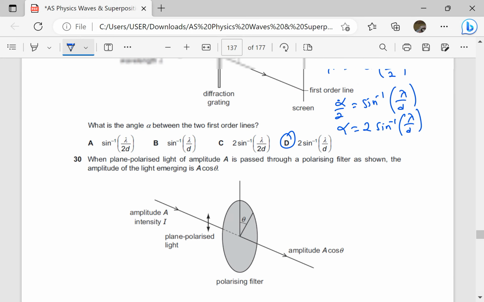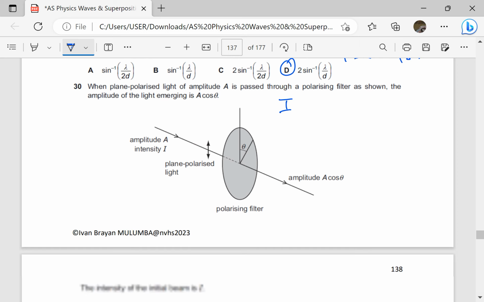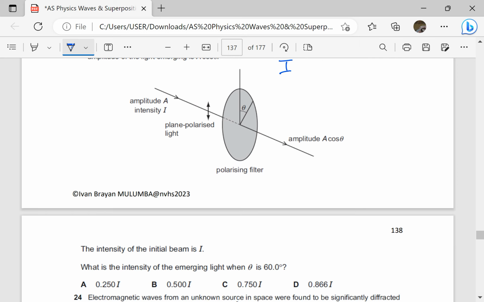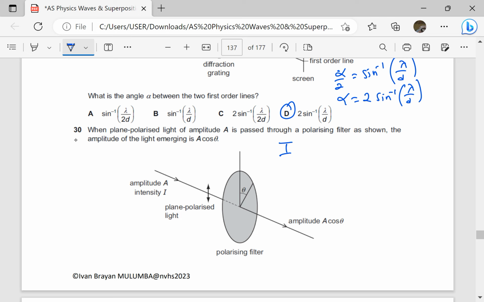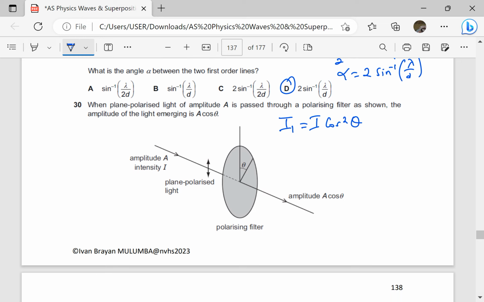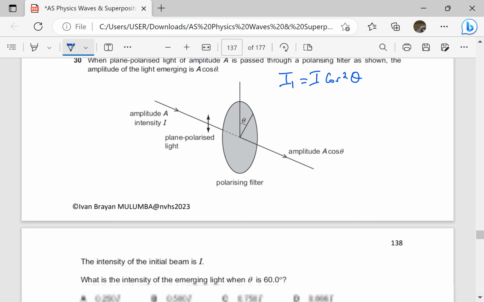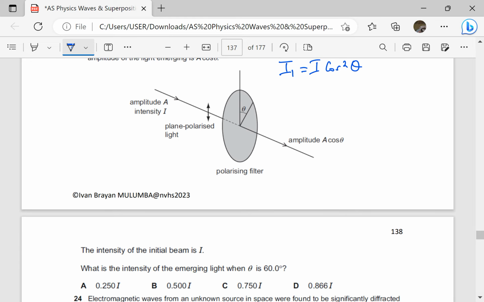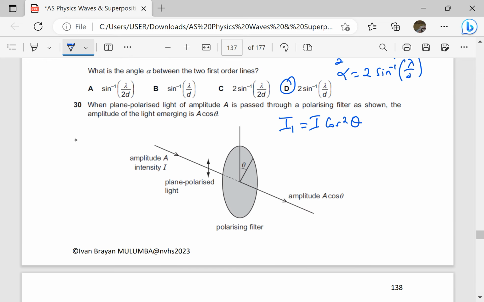So initially, the intensity of the initial beam is I. So I will say intensity transmitted I1 is going to be I cos squared theta, where theta is the angle between the axis of transmission and the vertical in this case. So they have told us theta is 60 degrees. What is the intensity of the emerging light when theta is 60 degrees? So we shall just substitute.